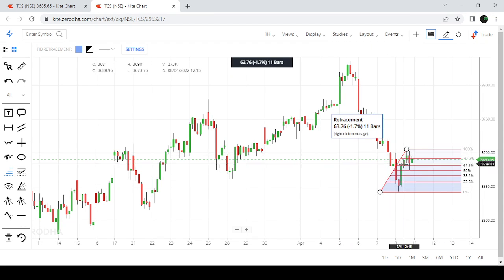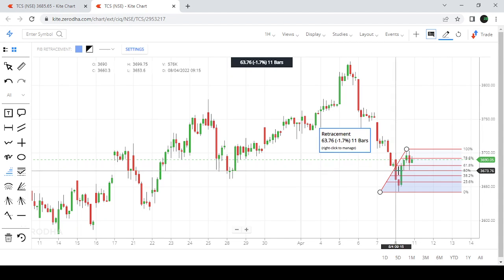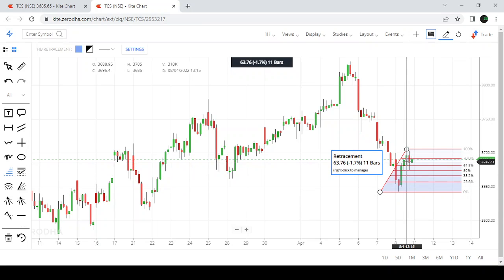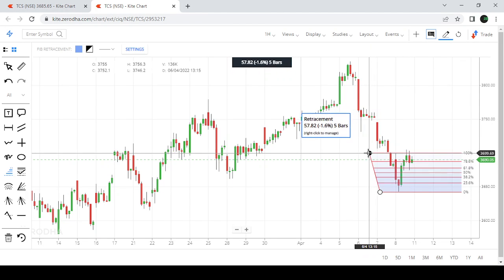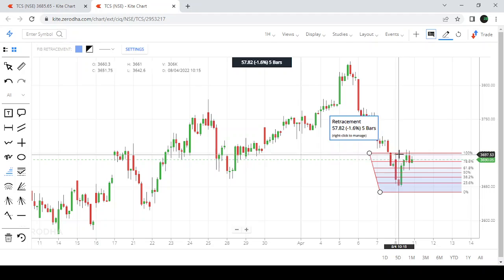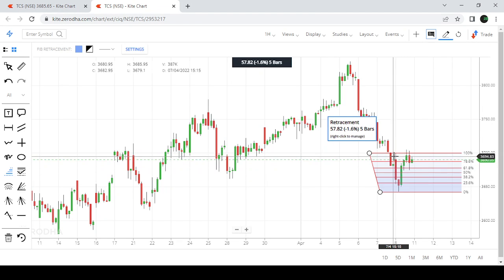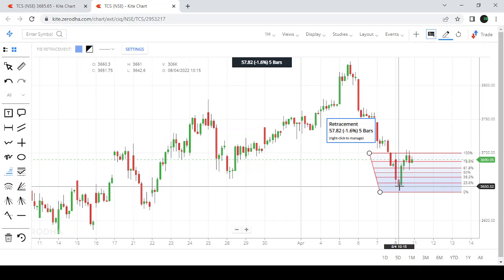So if TCS crosses 3705, how far will it go? There is no answer in the hourly for that, because in hourly it has already broken this particular rally and it has made a high of 3705. So this particular rally is already broken in hourly. So if TCS goes above 3700, because we can see that from here is where this last rally started for TCS in hourly towards the 3642 zone.